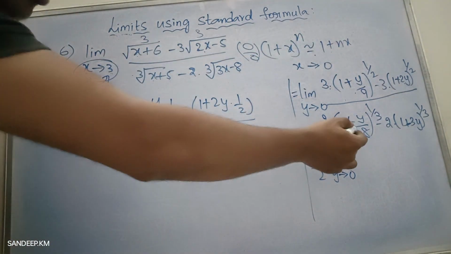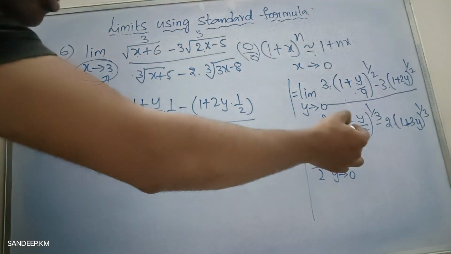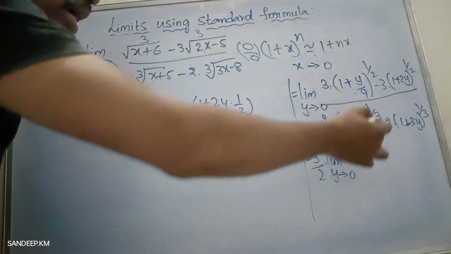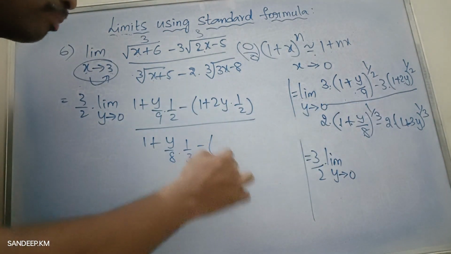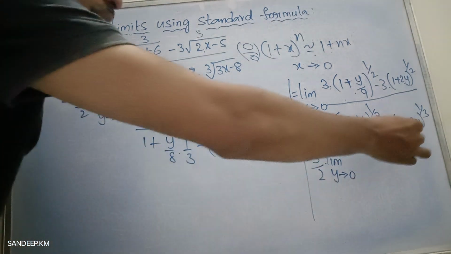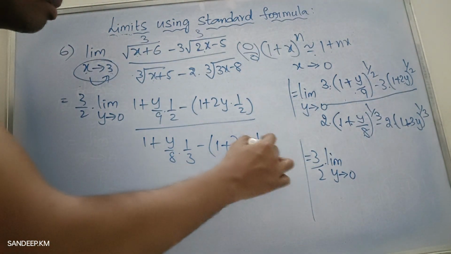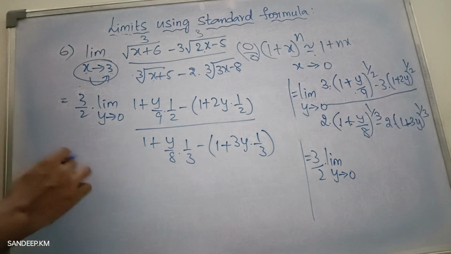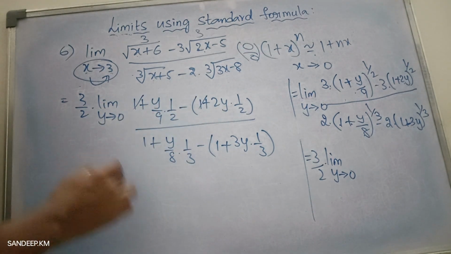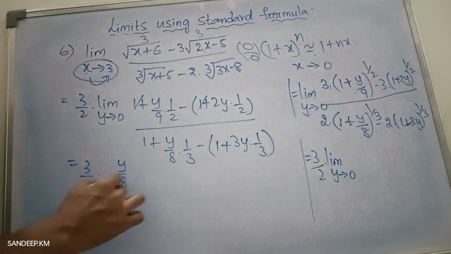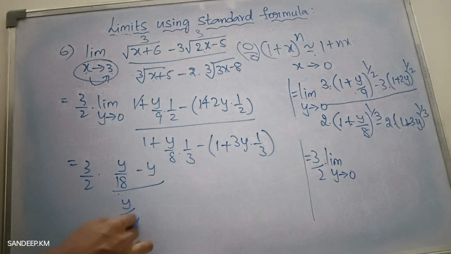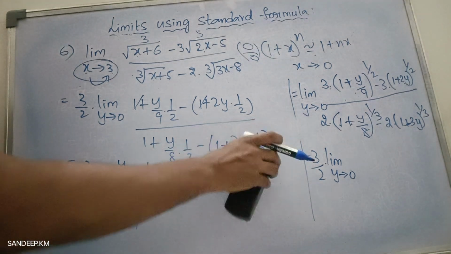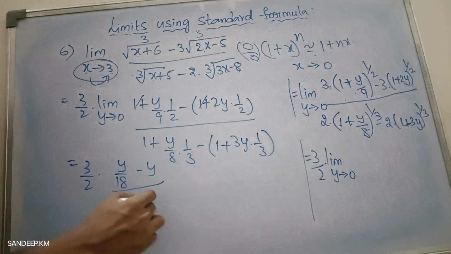Whole divided by, same story. I took 2 outside already common. 1 plus y by 8 into 1 by 3, y by 8 into 1 by 3, minus, and keep the bracket, 1 plus 3y into 1 by 3. So we are very close to our answer. Plus 1 and minus 1 gets cancelled. So 3 by 2 outside, do not forget that. Y by 18 minus y, whole divided by y by 24 minus, 3 cancels, minus 1.